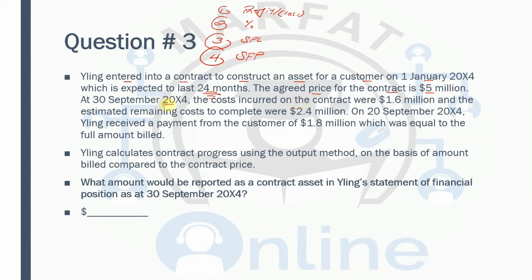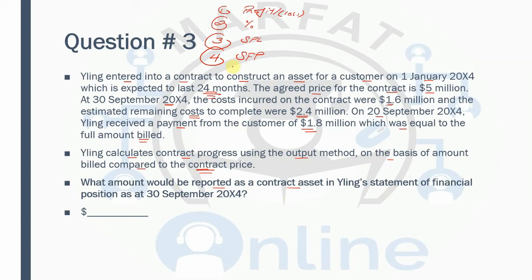At 30th September 20x4, the cost incurred on the contract were 1.6 million. An estimated remaining cost, that means further cost to complete, were 2.4 million. On 20th September, Ling received a payment from the customer of 1.8 million, which was equal to the full amount billed. Ling calculates contract progress using the output method on the basis of the amount billed compared to the contract price. What amount would be reported as a contract asset in the Ling statement of financial position?